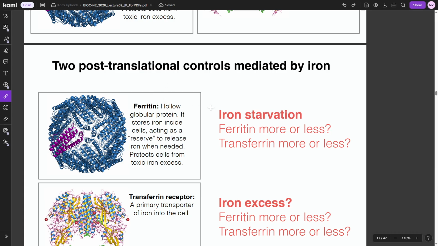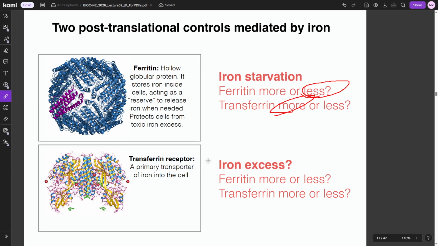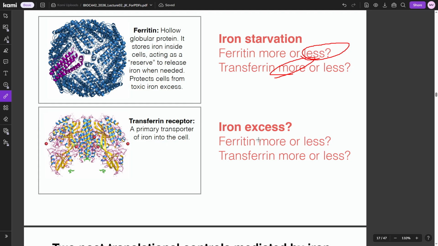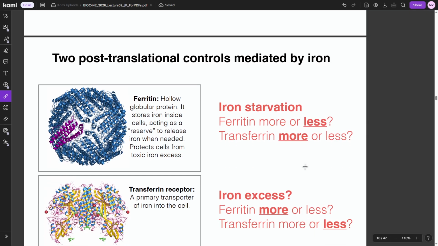So, if you're under iron-starved conditions, you're probably not going to want a lot of ferritin because you don't want to store it. You want to be having it. So it's probably going to be less ferritin, and transferrin is going to be more of it because you want to make sure you're transferring more iron into your cells. So iron in excess, you're going to want more ferritin and less transferrin, right? So there you go.